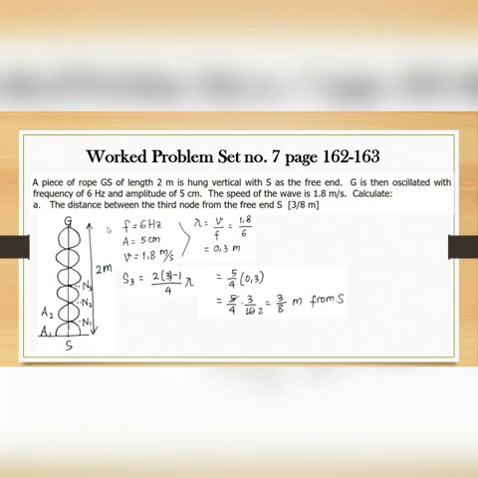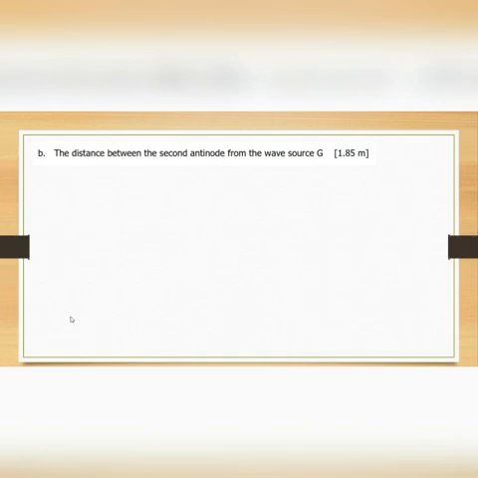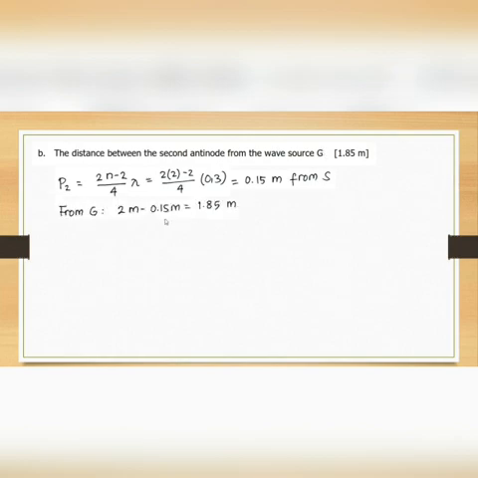So if I know that the length is 2 meters, while the second antinode is 0.15 meters from S, then from G it will be 2 minus 0.15 meter. It will be 1.85 meters.